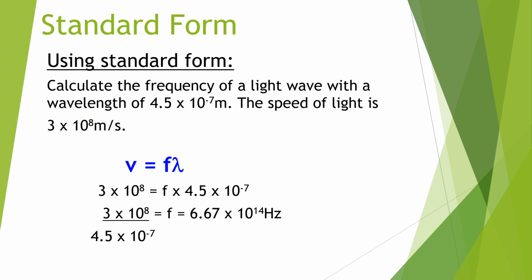And now finally we need to rearrange the equation, so we're going to do reverse maths. Because we've multiplied on this side, we're going to have to divide on this side, so I've moved this bit here underneath to do 3 times 10 to the 8 divided by 4.5 times 10 to the minus 7, and when I do all of that I end up with our overall answer here, which is 6.67 times 10 to the 14 hertz. That is a particularly large number.